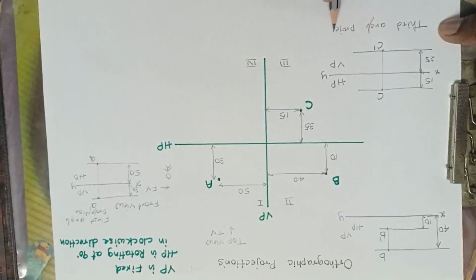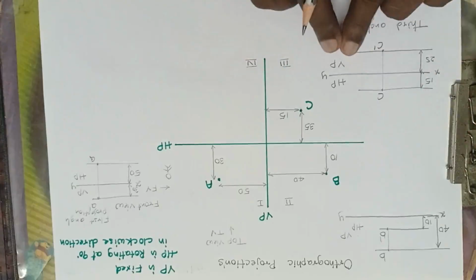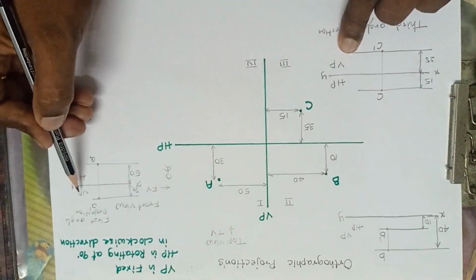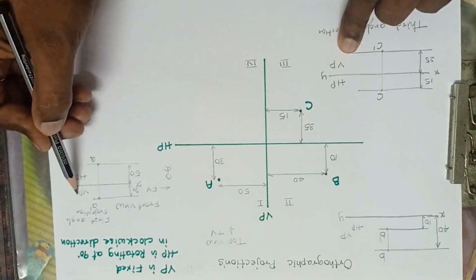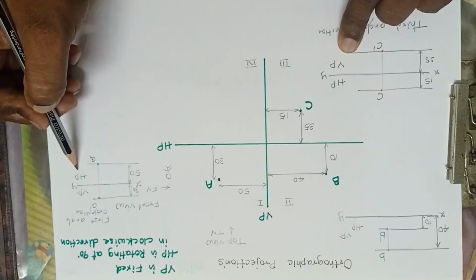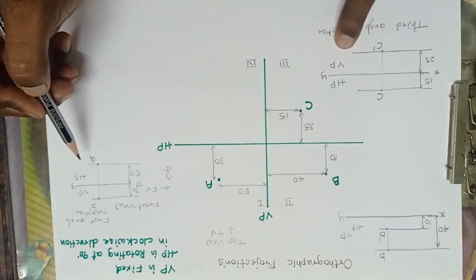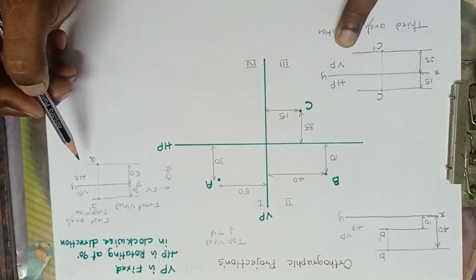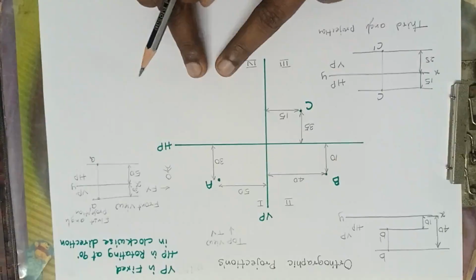So no need to remember this. This is the reverse of first angle projection. See here, in the first angle projection, VP is above the XY line and HP is below the XY line. Here it is the reverse. HP is above and VP is below. I have to represent it like this. Now let us come to the fourth quadrant.